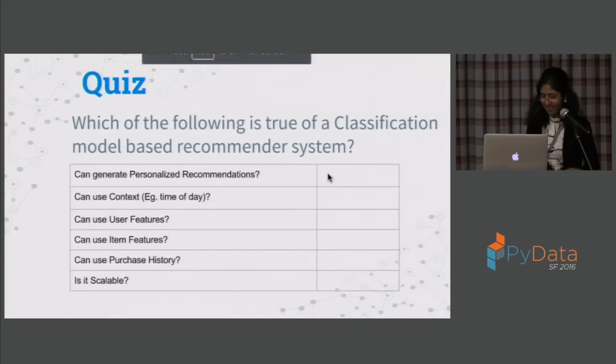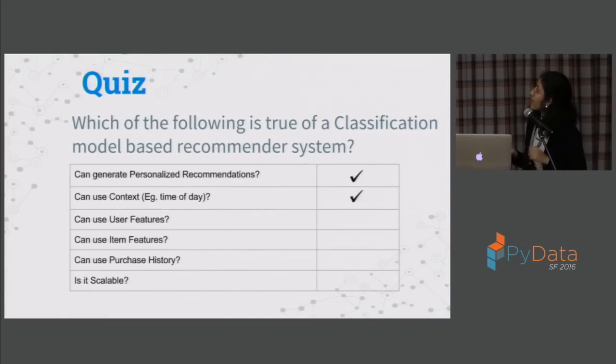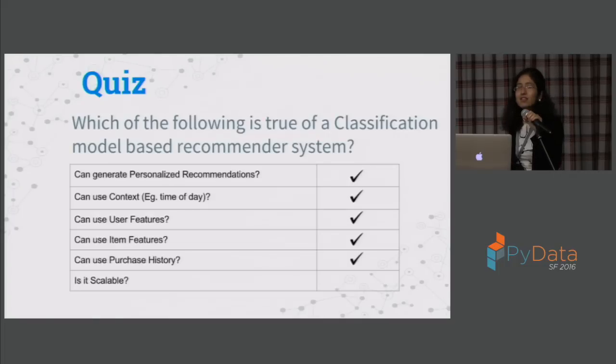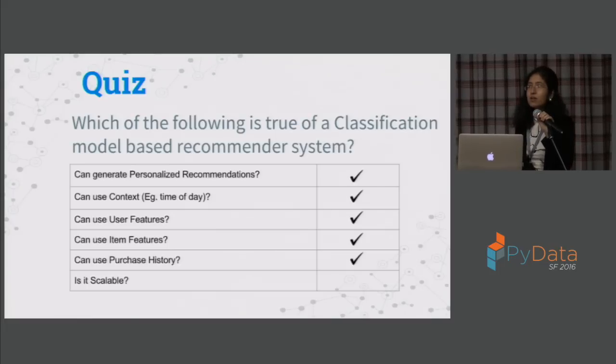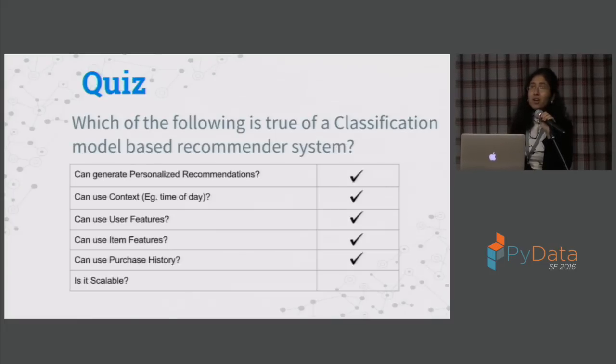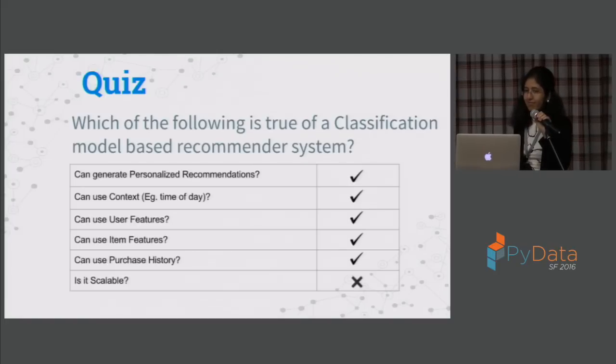All right, so can it use user features? Yes, it can. And how about item features? Yes, in the classification model. Can it use purchase history? Yes, it can. And then how about scalability? It might not be very scalable because when there are a lot of features and a lot of data comes in, it might be difficult to build a classification model and to keep on updating it in a very online manner.